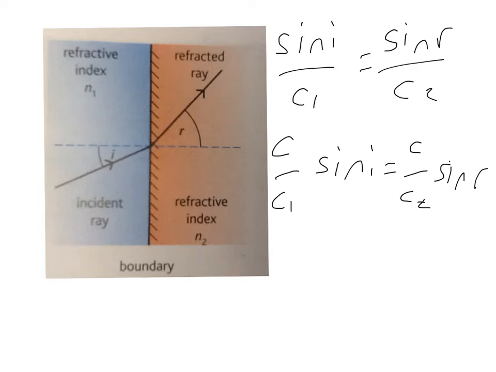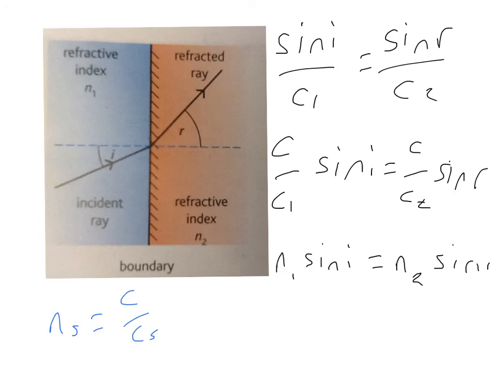Now, from the previous equation as well, we worked out that the expression, which I'm just going to put in blue down at the bottom here, n equals c over c s, which basically means that c over c1 is the refractive index n1. So I can replace that with n1 sine i, and c over c2 is the refractive index n2, that's sine r. And so therefore I've derived the equation that n1 sine i equals n2 sine r, and that's known as the law of refraction.